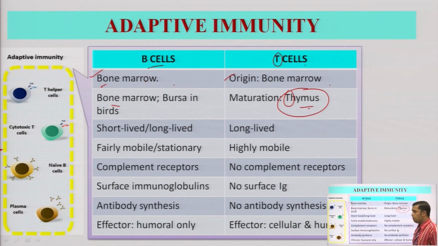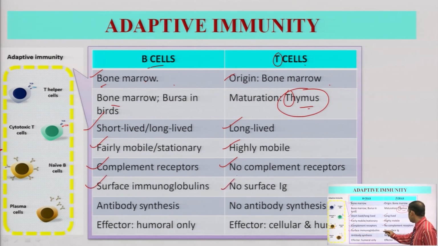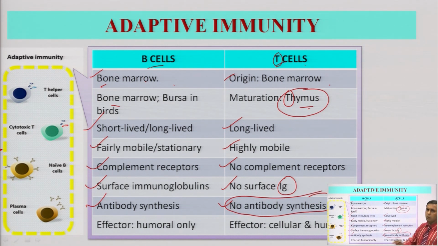Yes, you should remember. B cells are long lived and T cells are short lived, fairly; B cells are stationary and T cells are highly mobile. Complement receptor is present on B cells, but not on T cells. B cells have surface immunoglobulins, while T cells have no surface Ig. Antibody synthesis is possible in B cells, and in T cells there is no antibody synthesis.